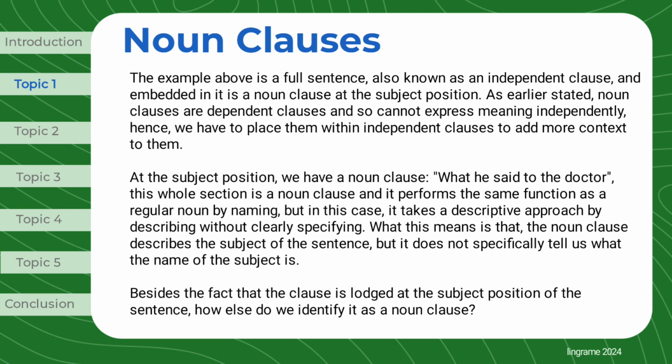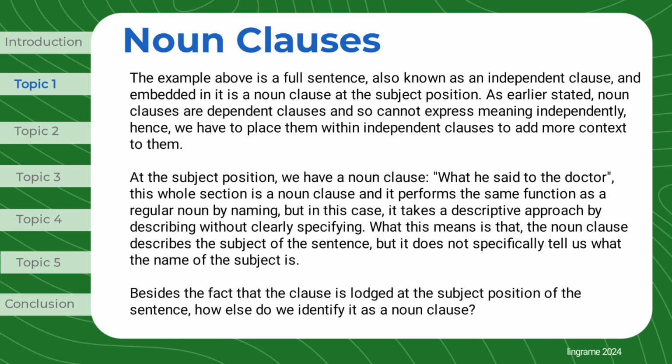The example above is a full sentence, also known as an independent clause, and embedded in it is a noun clause at the subject position. As earlier stated, noun clauses are dependent clauses and so cannot express meaning independently. Hence, we have to place them within independent clauses to add more context to them. At the subject position, we have a noun clause, what he said to the doctor.